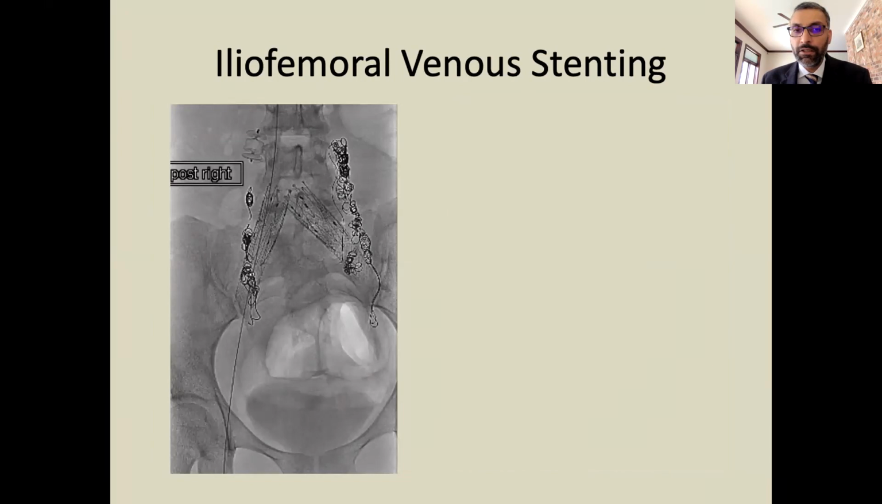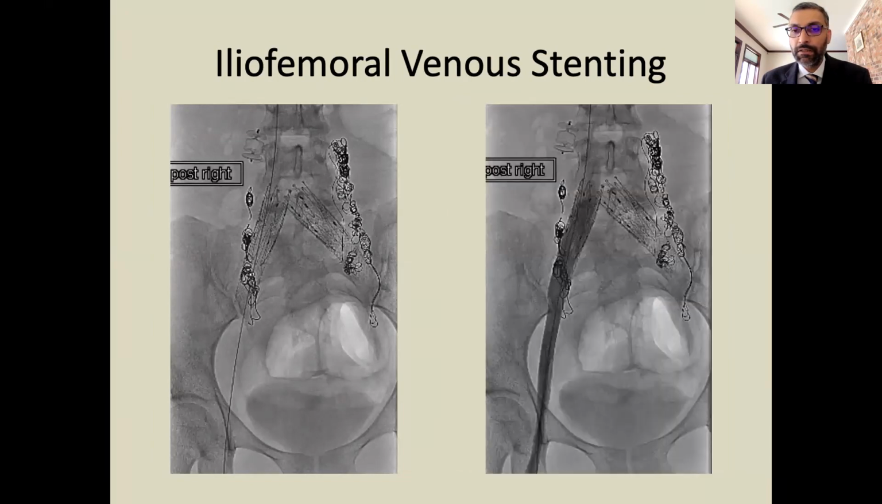So we proceeded to perform the same angioplasty and stenting that we did on the left side. Here again, a composite stent configuration was used. And you will notice that there is restoration of inline flow without any filling of cross-pelvic collaterals on the right side.